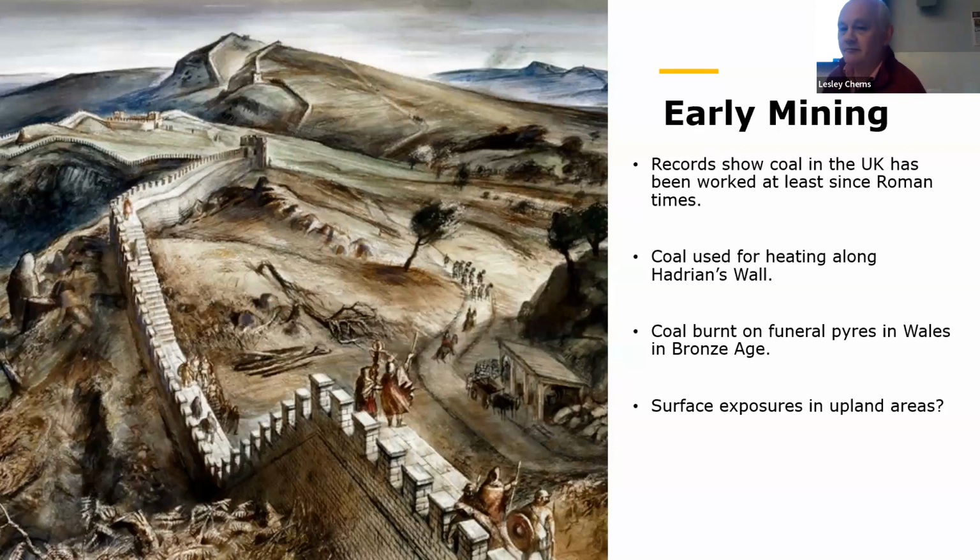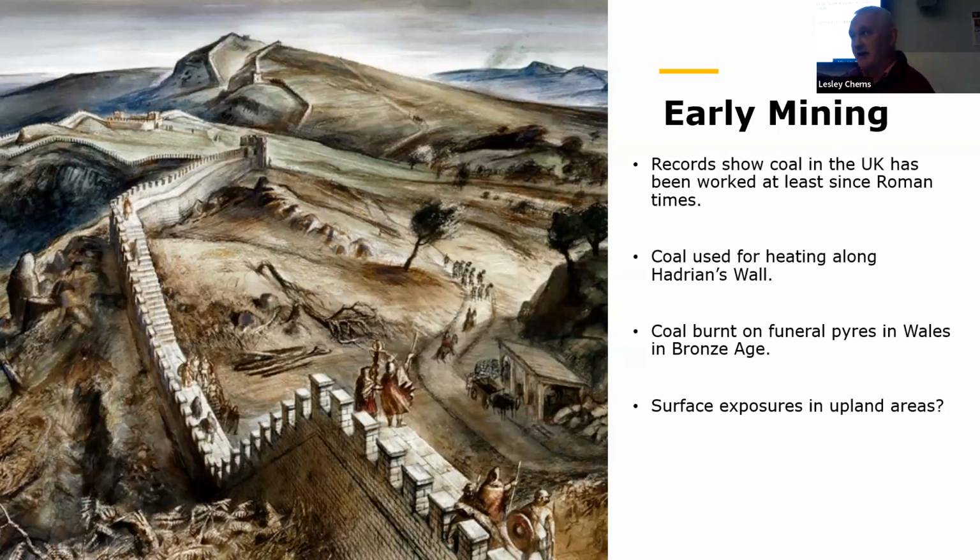Early mining: there are records showing that coal in the UK has been worked since at least Roman times, and they used coal for heating along Hadrian's Wall. But coal was also burnt on funeral pyres in Wales during the Bronze Age. So the likelihood is that coal was basically won from surface exposures where the coal seam came to the surface in upland areas. No venturing underground to get it, just at the surface.